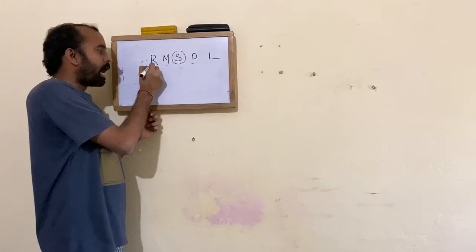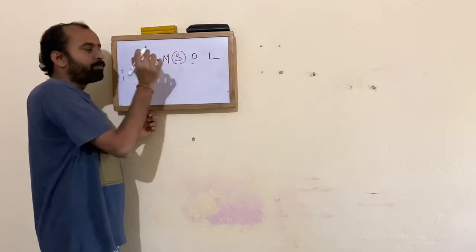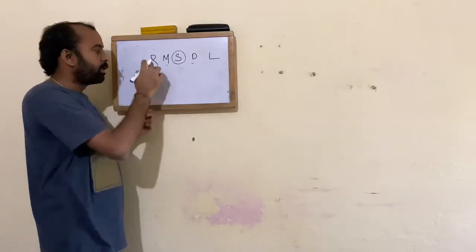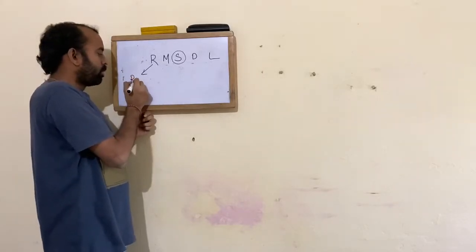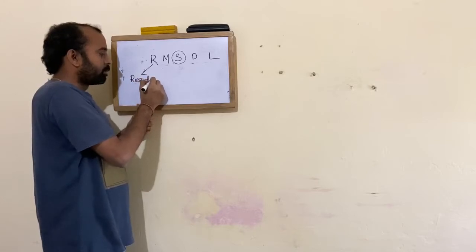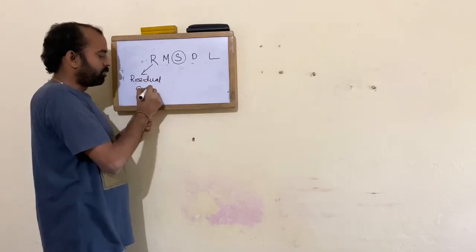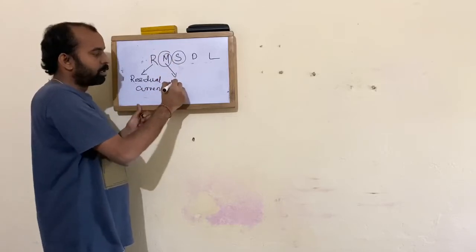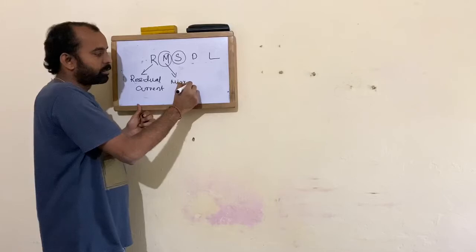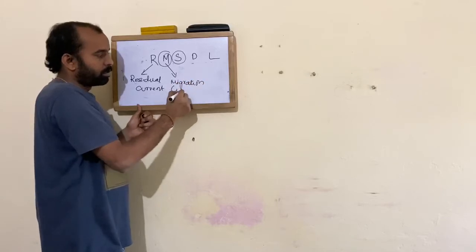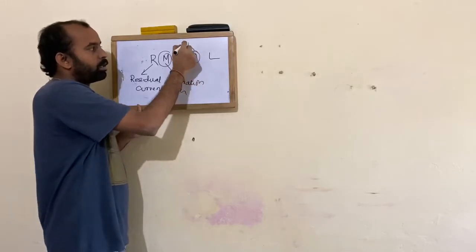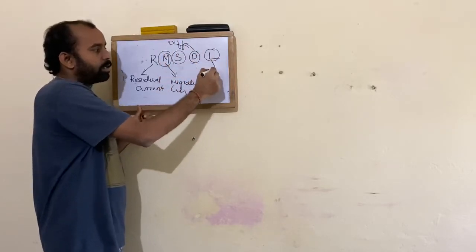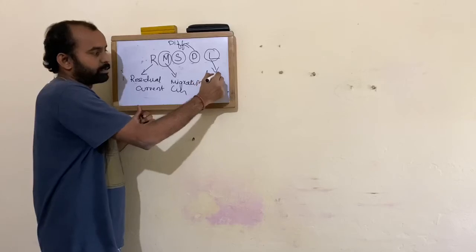So now what is R? What we study in polarography is RMDL. This is the mnemonic to remember your study. R is your residual current. So this is very simple part. And M is your migration current, and D is your diffusion current, and L is your limiting current.